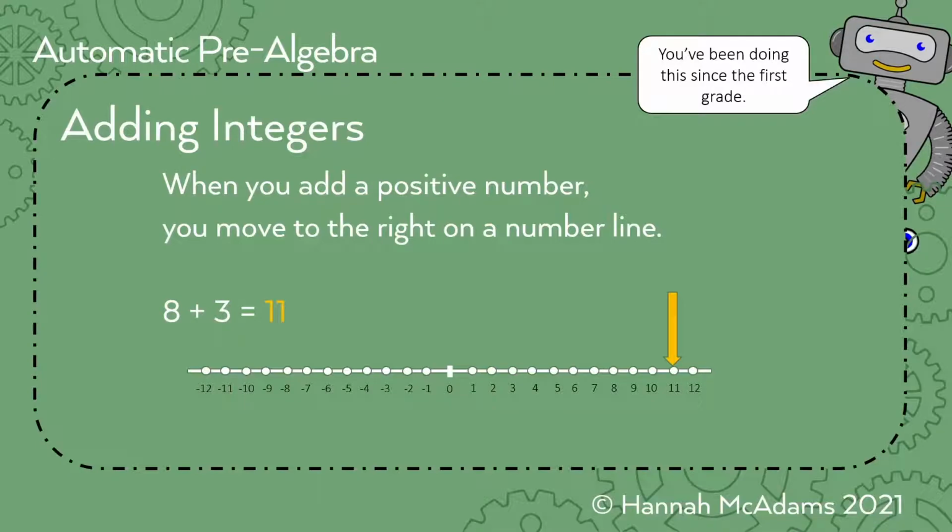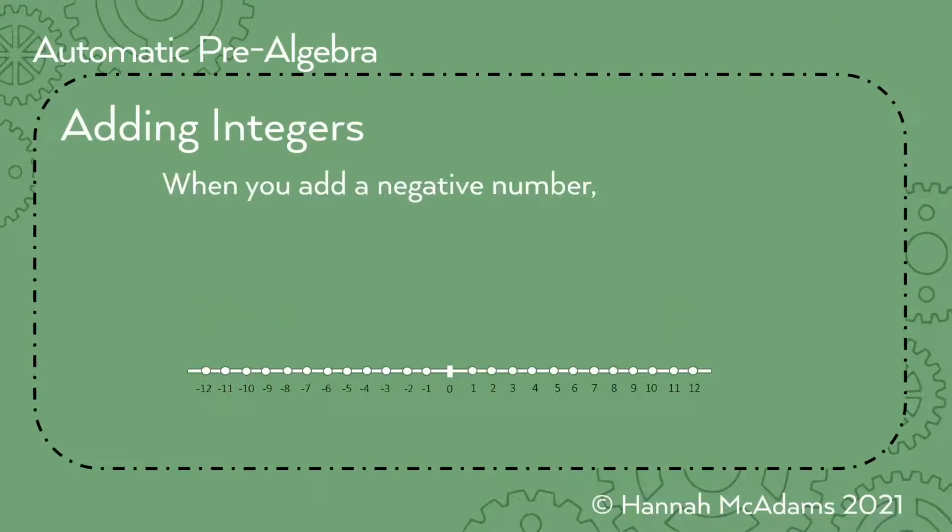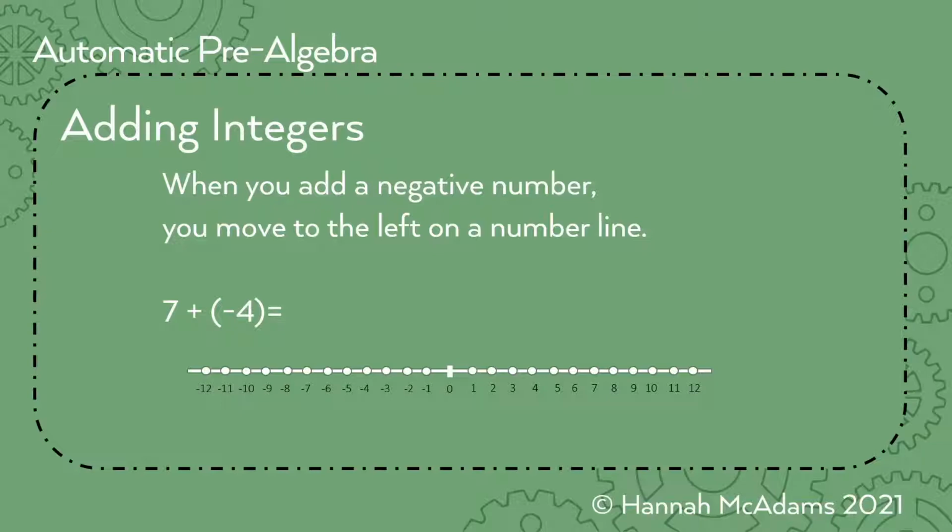It's just adding. Okay, when you add a negative number, you move to the left on the number line. So we have 7 plus a negative 4. It was originally written 7 minus 4, right? It could have been 7 minus 4, but this is another way to write that. 7 plus a negative 4, so we're going to the left here. Ready? And we get 3.